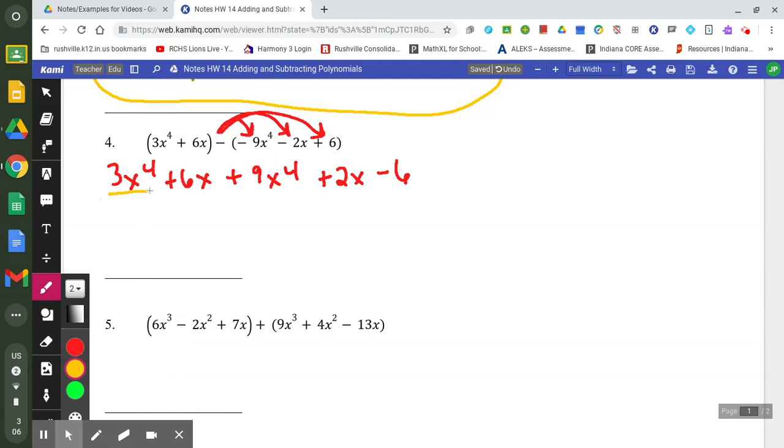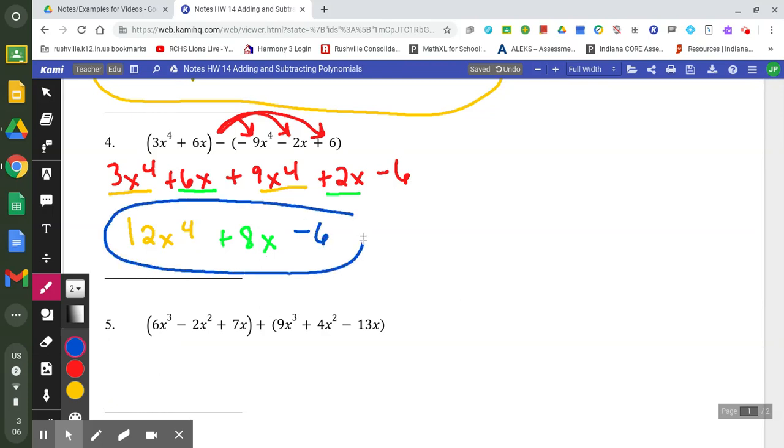So I have a 3x to the 4th and a 9x to the 4th. So 12x to the 4th. Then a 6x plus 2x is plus 8x. And then my -6.